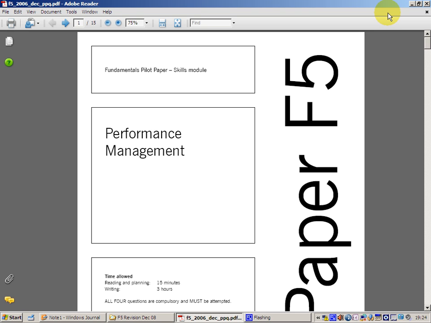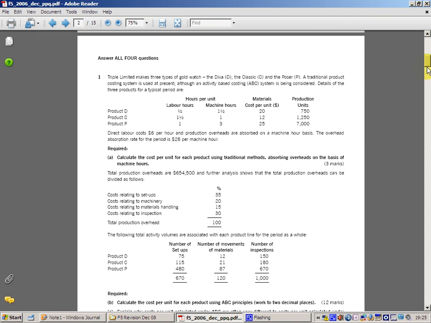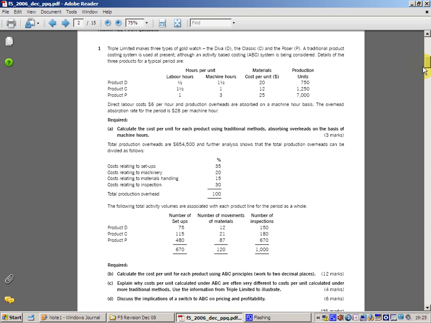In today's lesson I'm going to go over a question from the F5 Pilot paper that can be found on the ACCAglobal.com website, and the question is question 1, Triple Limited. So this is the paper that you'll find on the site. If you go to the paper, you'll see the question there. It's called Triple. What I'd like you to do is take a moment to read that question, and then we'll come back. In the interest of saving time, I'm not going to read it all through. I'm just going to show you how to do it. So just read the first part and we'll come back then.